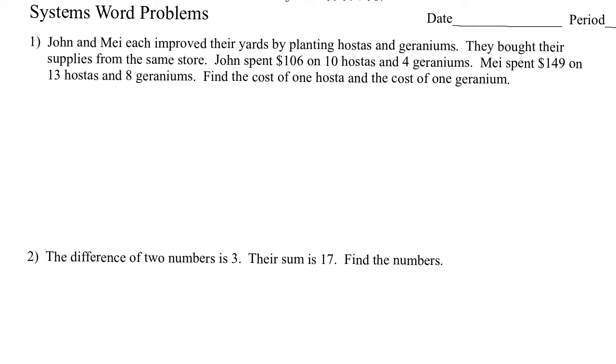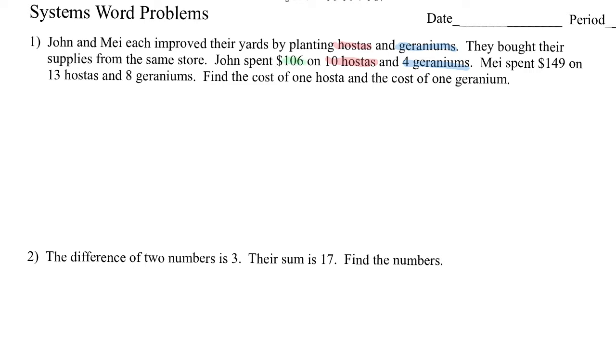Okay, so John and May each improved their yards by planting hostas and geraniums. So we have two different things. Okay, there's going to be your variables, hostas and geraniums. So if I highlight them in different colors, there we go. So they bought their supplies from the same store. John spent $106 on 10 hostas and 4 geraniums. So 10 hostas and 4 geraniums for a total of $106.